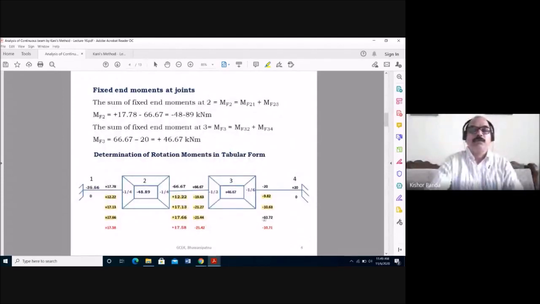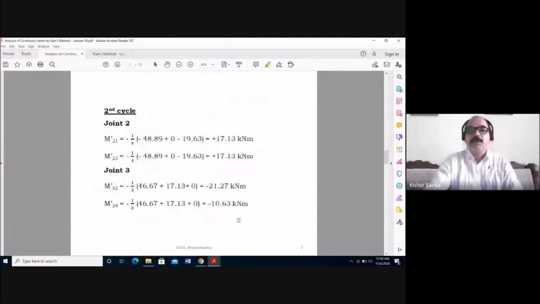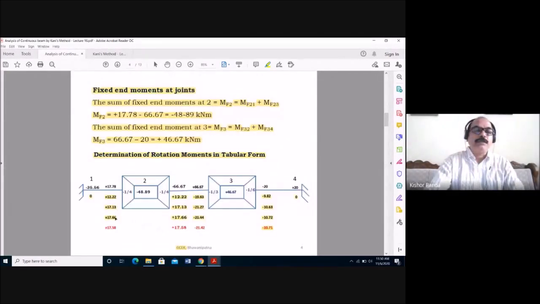Then again you have to find out for this one. So when you find out m-34, the far end rotation moment you have to take is this side 17.66, this side 0. So you will get minus 10.72. Again you see there is a difference: 17.13, this is 17.66. The difference is more. That's why you go for one more cycle, cycle 4.